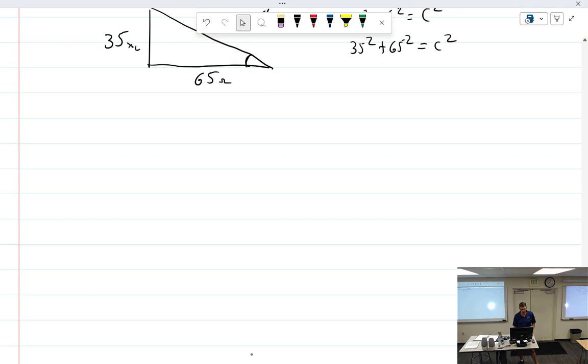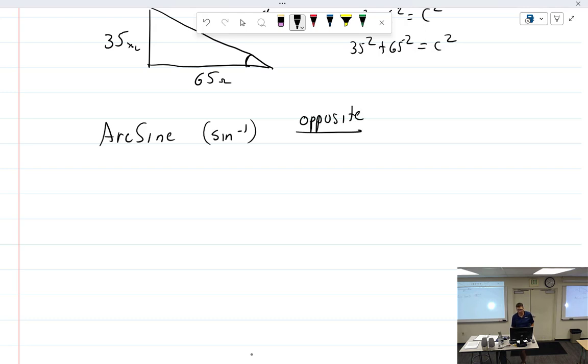We have arc sine, which is sine minus 1 on your calculator. Make sure, yes, sine minus 1. The formula is opposite over adjacent. I'm sorry, nope, don't write that down. Opposite over hypotenuse.